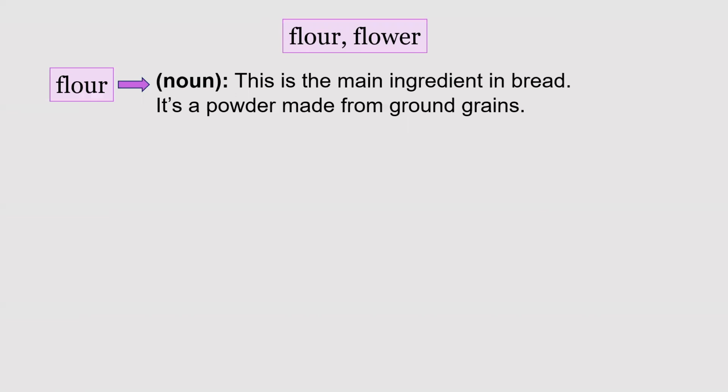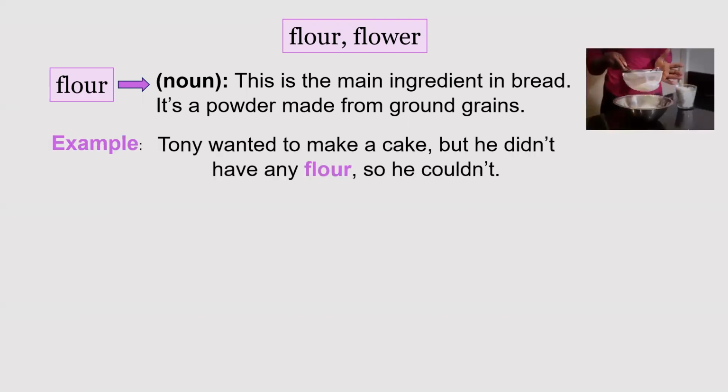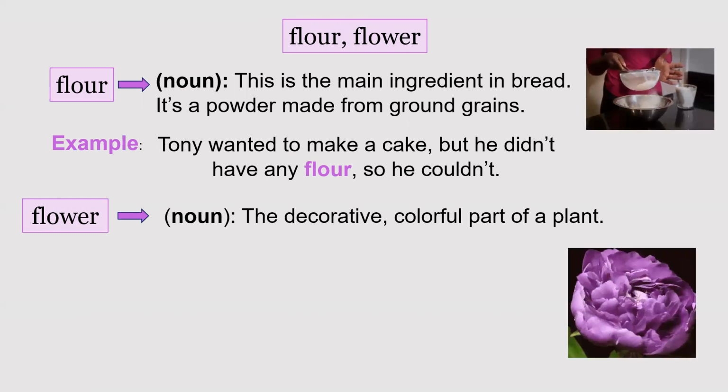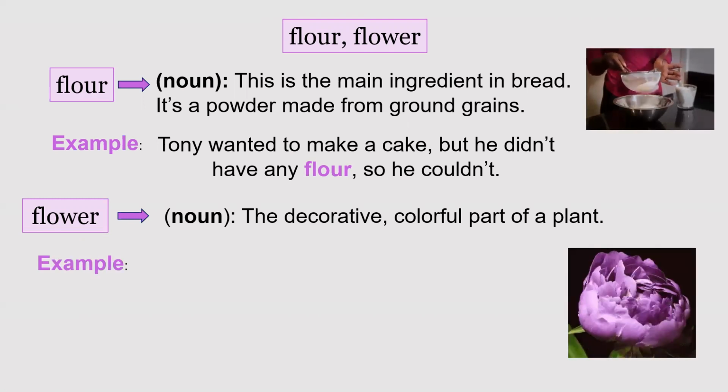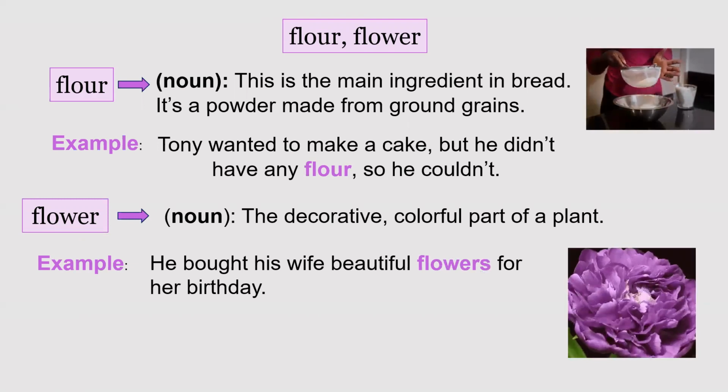Flour and flower. Flour with OU is a noun. This is the main ingredient in bread, and it's a powder made from ground grains. Example, Tony wanted to make a cake, but he didn't have any flour, so he couldn't. Flower with W-E-R. It is the decorative, colorful part of a plant. Example, he bought his wife beautiful flowers for her birthday.